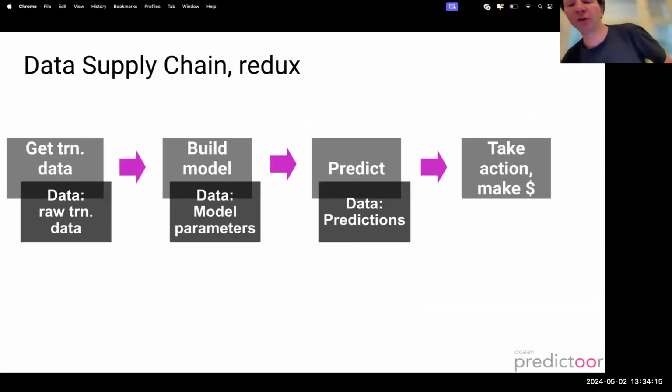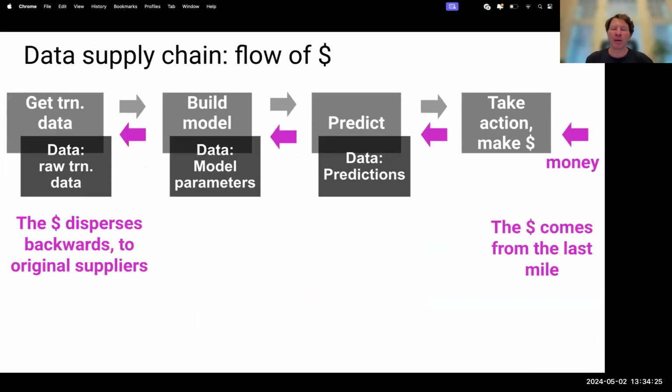So I've showed this before, the data supply chain: from getting the training data, building the model, predicting, and finally taking action, making the money. Good. Well, now let's map over the coffee stuff.